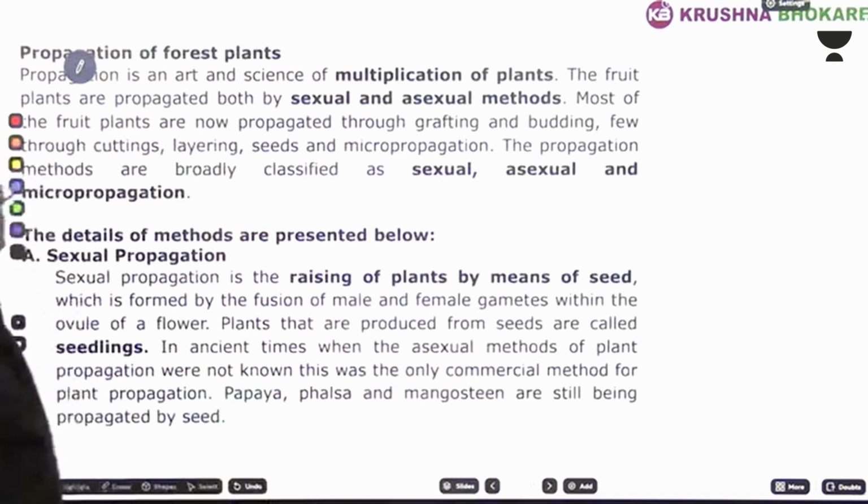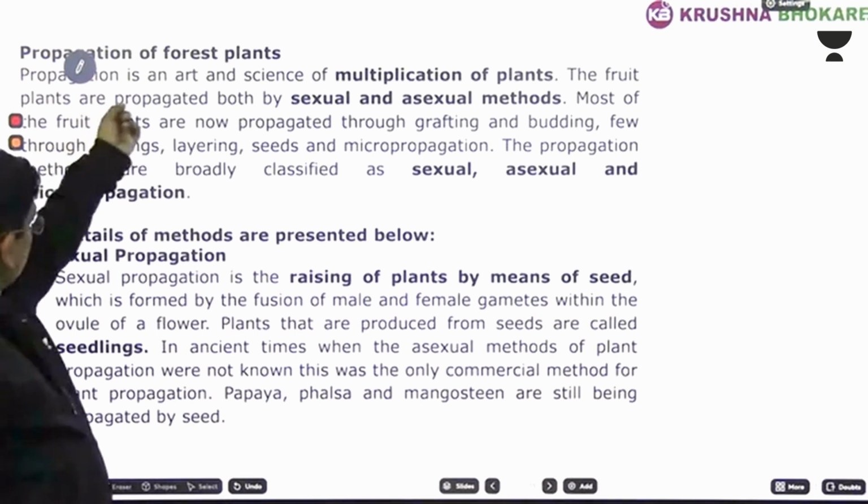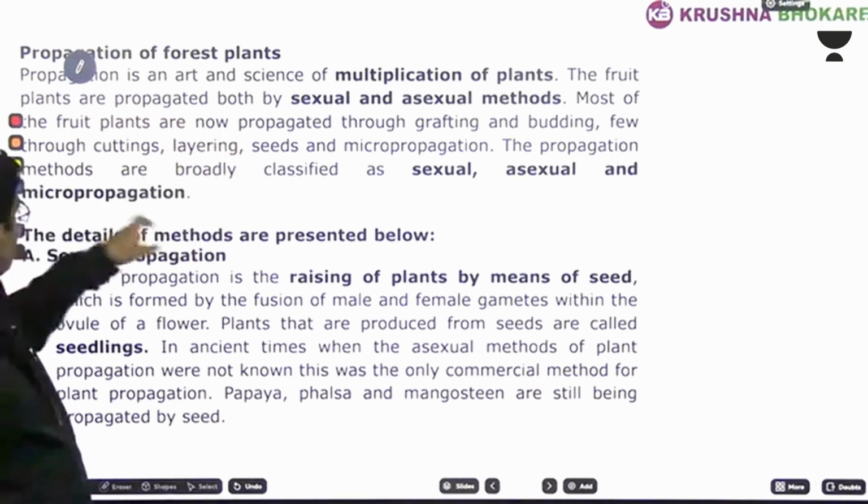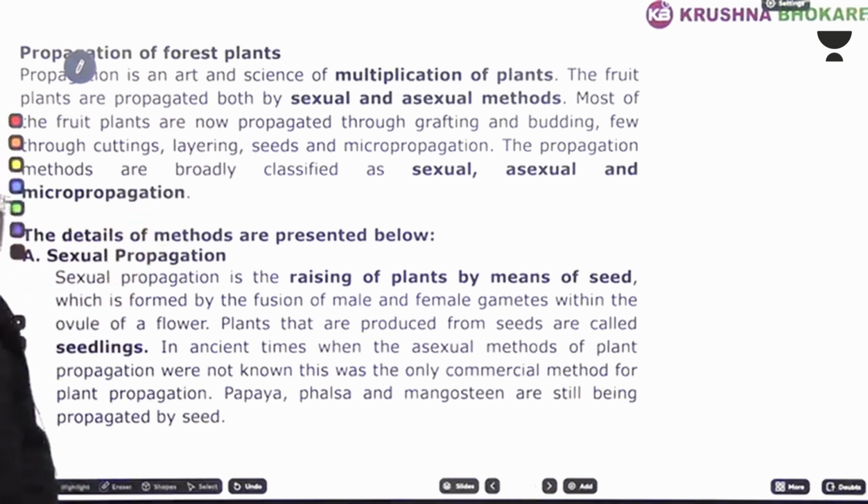Next, propagation of forest plants. In propagation of forest plants we have already seen that there are 3 types. What are they? Or majorly 2: sexual and asexual. Out of that, micropropagation is the advanced one. So we will see the methods in detail now.